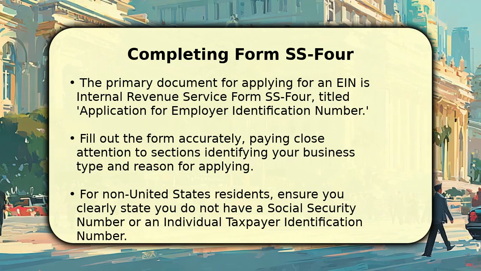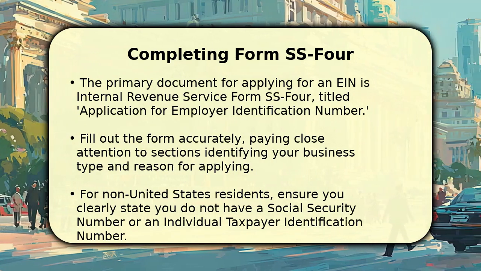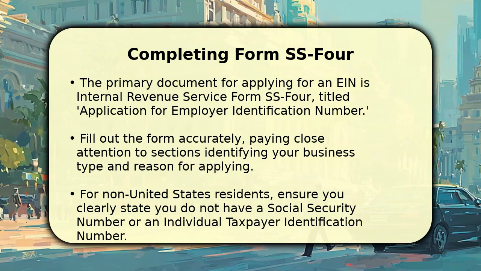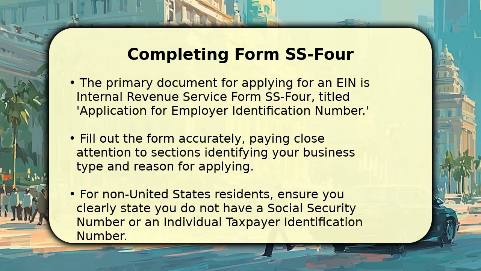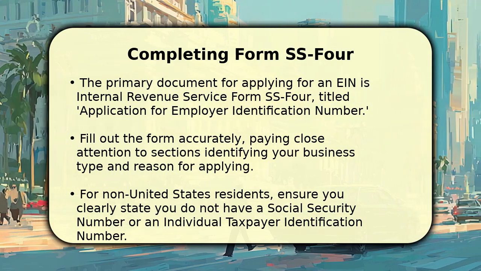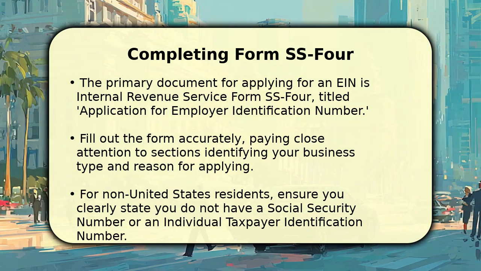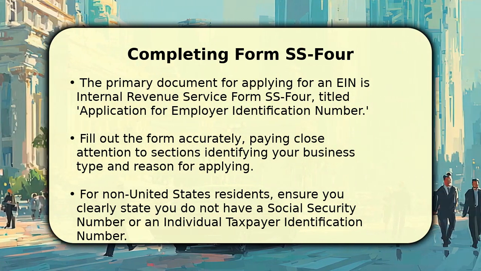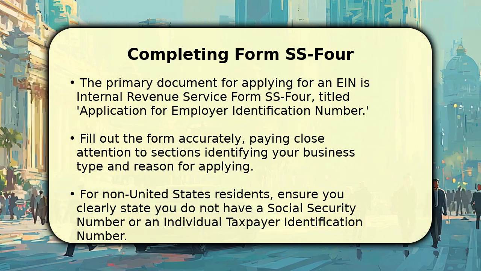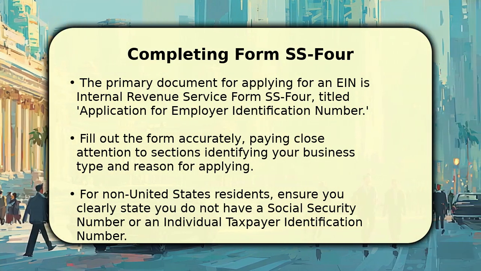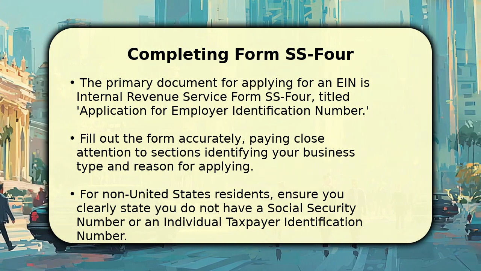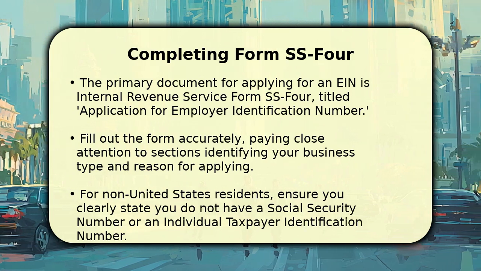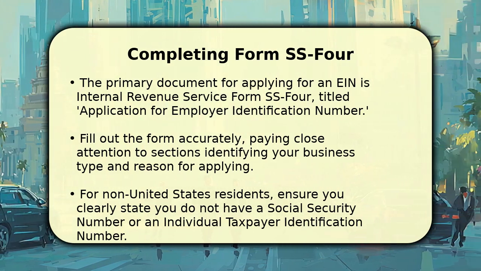The core of your EIN application is Form SS4. This form requires specific details about your business and why you need the EIN. Carefully complete each section, including your foreign address and business type, such as a corporation or limited liability company. It is vital to clearly indicate on the form that you are applying as a non-United States resident without a social security number. Take your time to review every entry, ensuring all information is precise and consistent. Accuracy here prevents potential rejections later on.